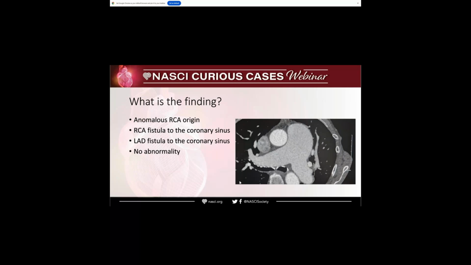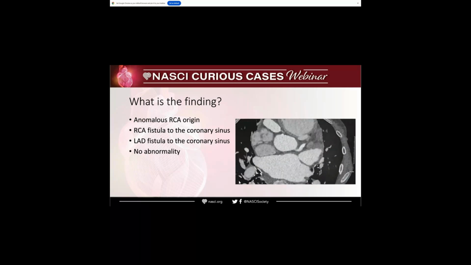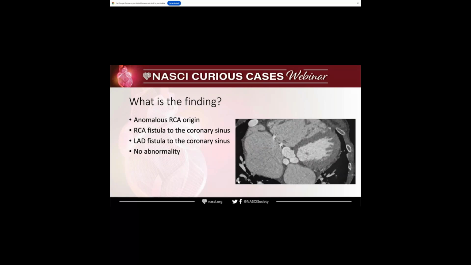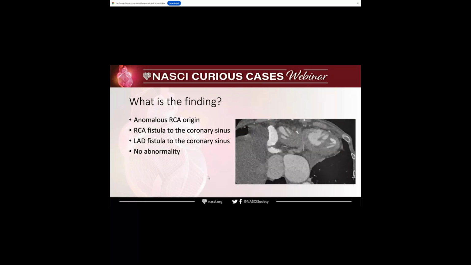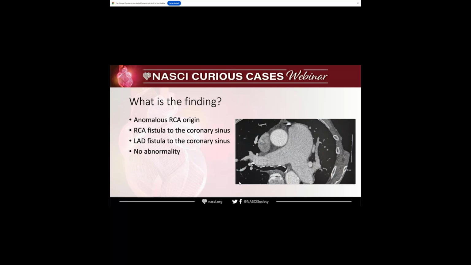I'm showing again with the options. RCA fistula? Well, I don't see the fistula very well, but the RCA is diffusely enlarged, so I'm assuming there's an arteriovenous fistula involving the RCA.